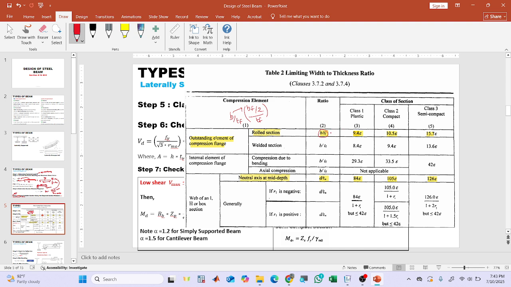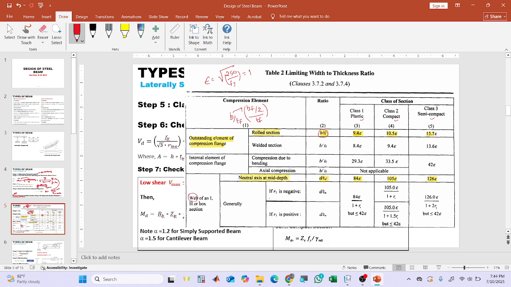If this is less than 9.4 epsilon, and what is this epsilon? Epsilon is the square root of 250 over Fy, and this will be equal to 1 if Fy is 250. So if b by tf is less than 9.4, then the section is plastic. If it is less than 10.5, then it will be compact, and up to 15.7 will give us semi-compact.